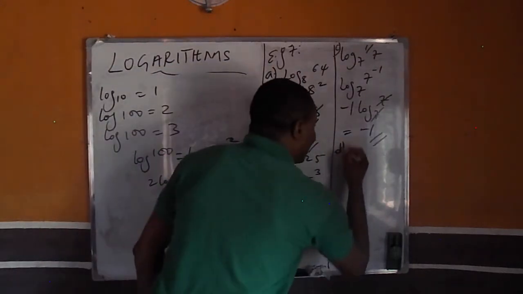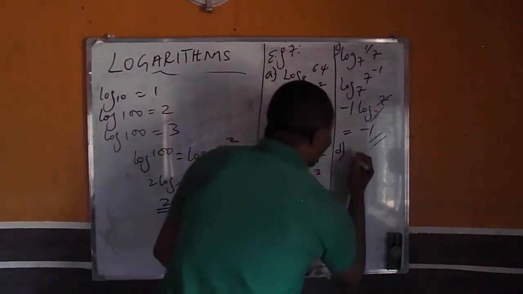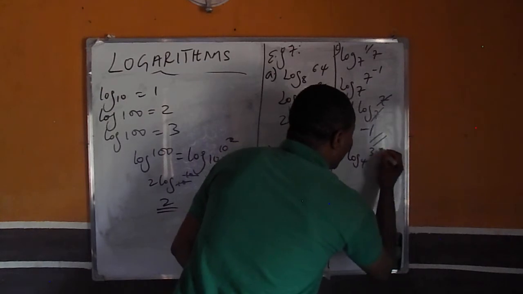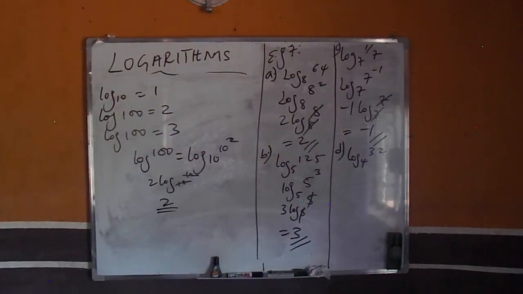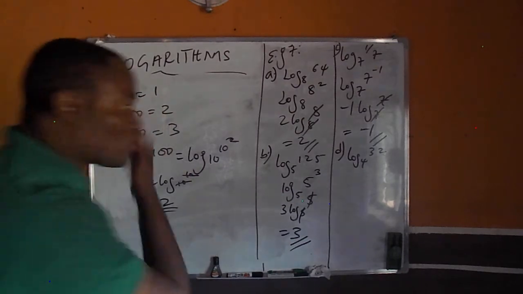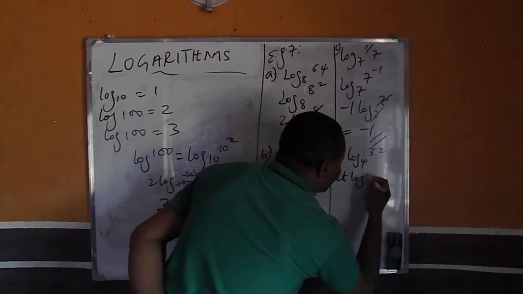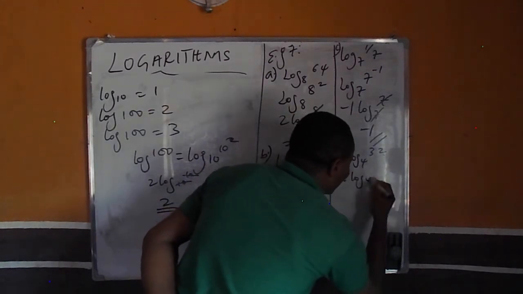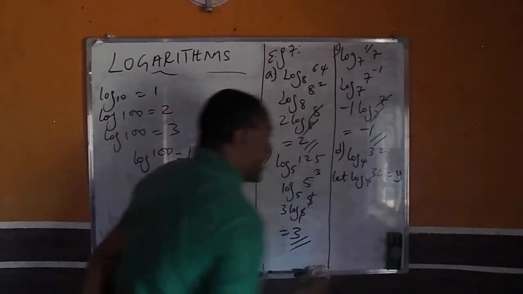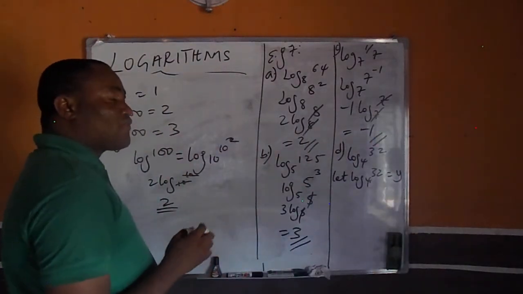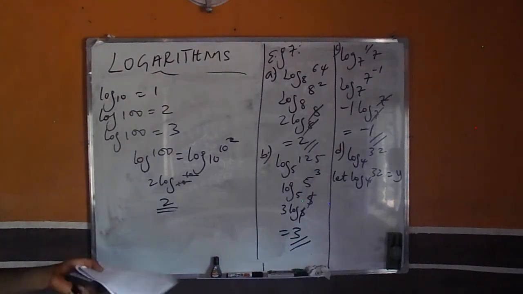In D, we have a question like log base 4 of 32. Yes, this is one of the questions that will confuse us a lot. Log base 4 of 32, how do we solve this? You say, let log base 4 of 32 equal y.